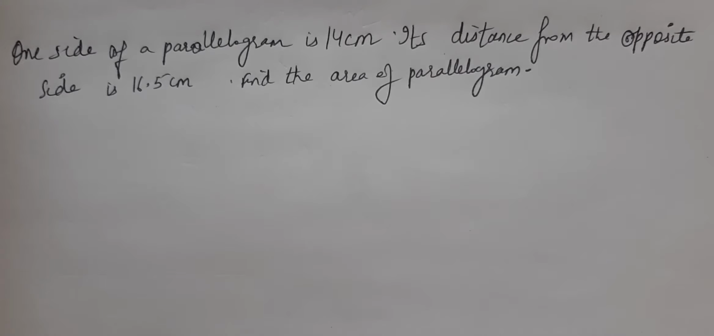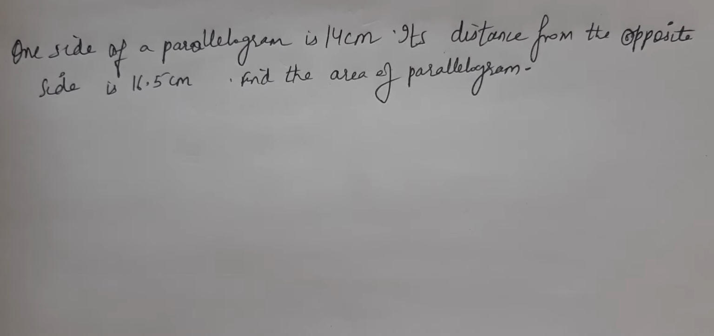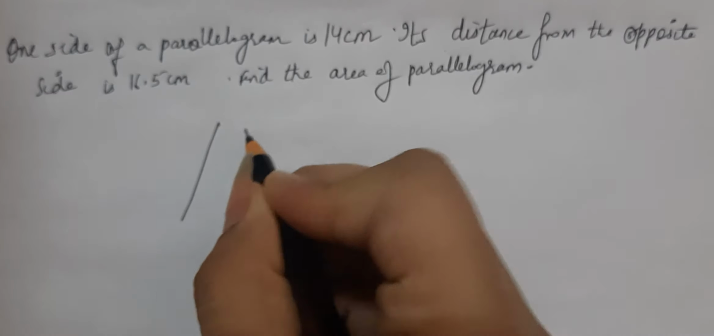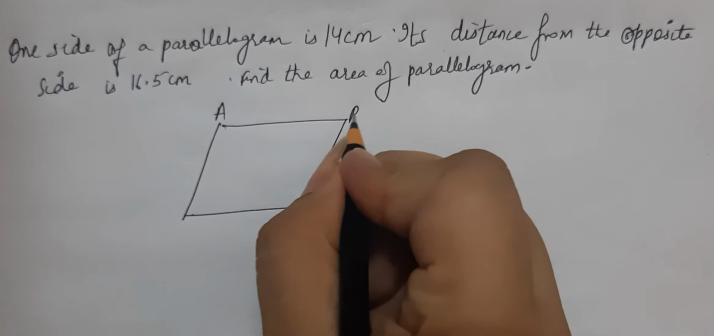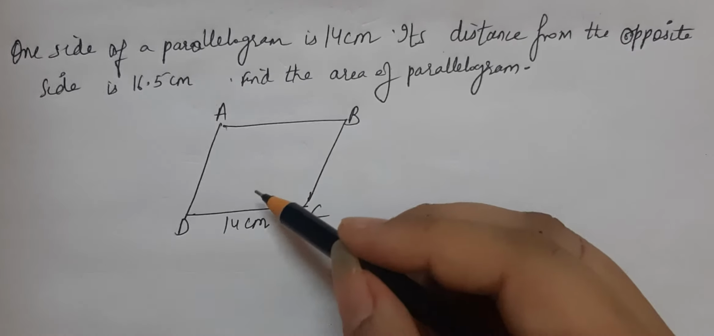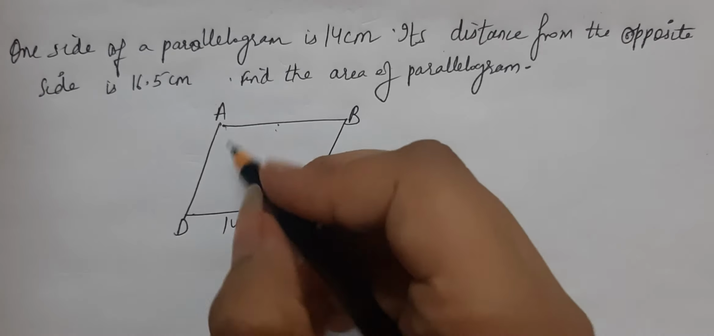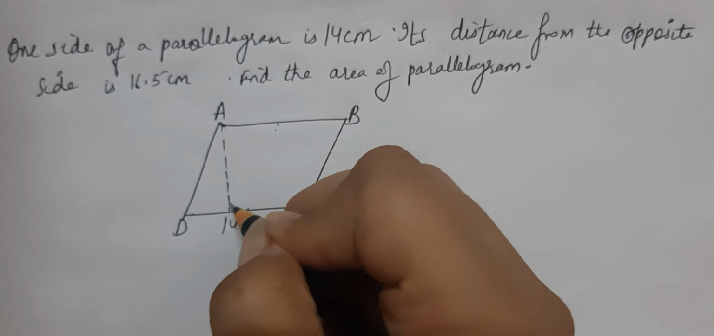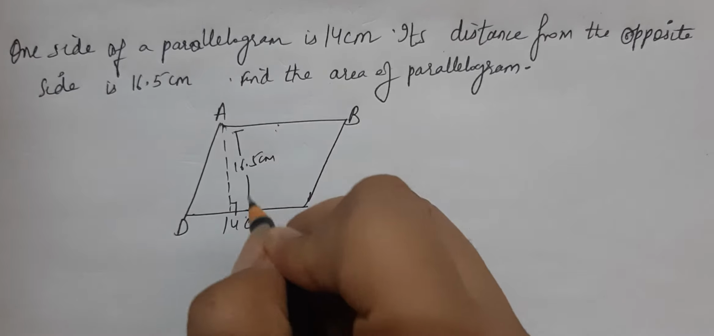Now the question here says one side of a parallelogram is 14 centimeter. Its distance from the opposite side is 16.5 centimeter. Find the area of the parallelogram. For better understanding of the question, it's better that you draw a diagram. I am drawing a parallelogram here. I am naming it ABCD. One side is given as 14, so I am taking DC as 14, and the distance from its opposite side is 16.5. Means the height is given to me, as I already told you that the height will be given, that is 16.5 centimeter.